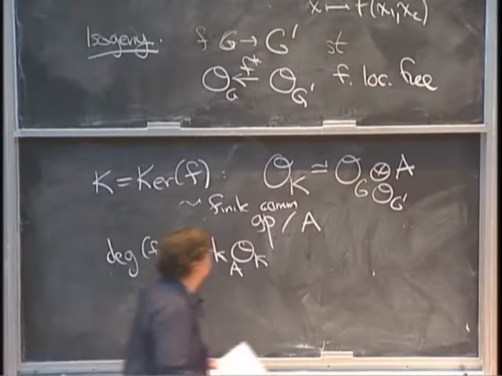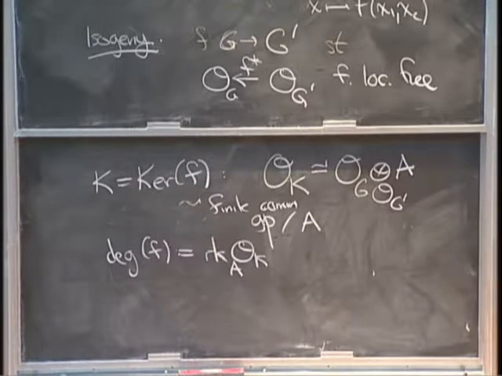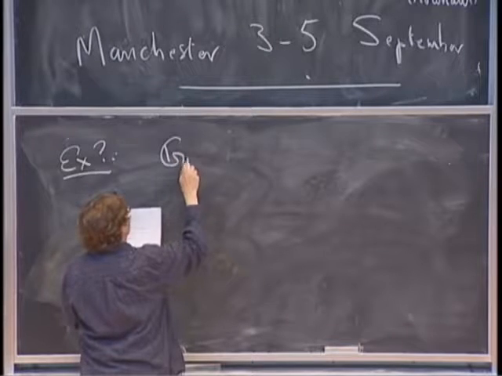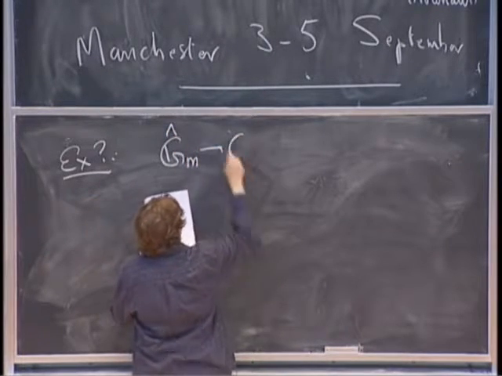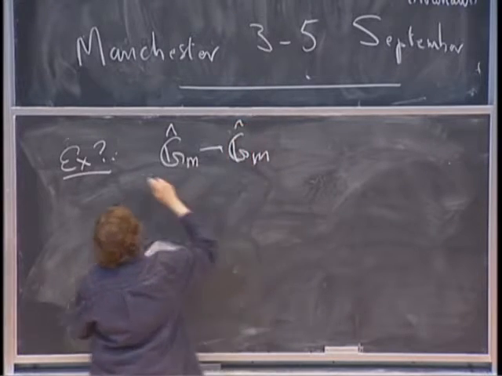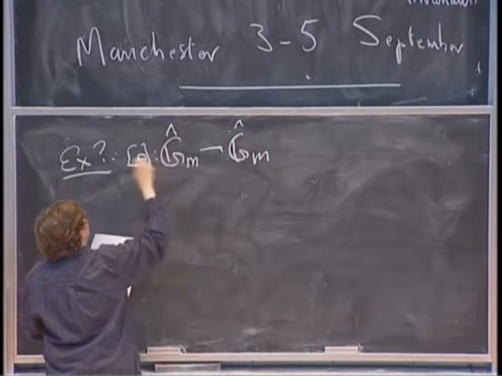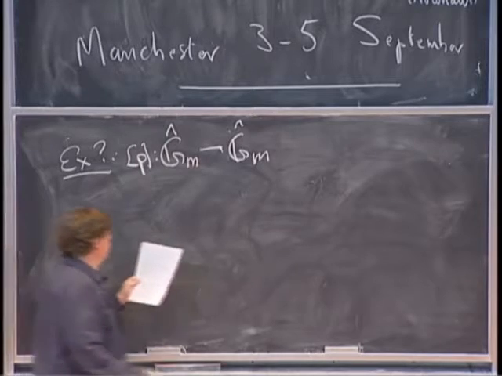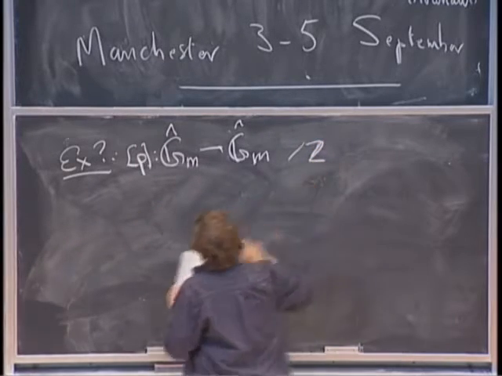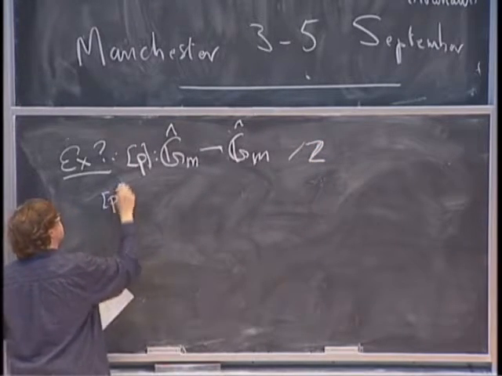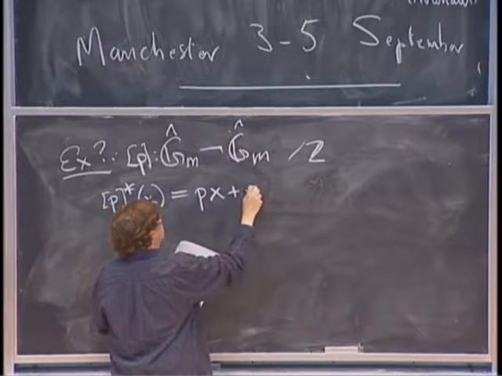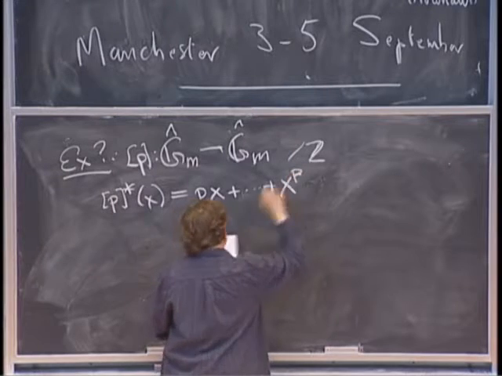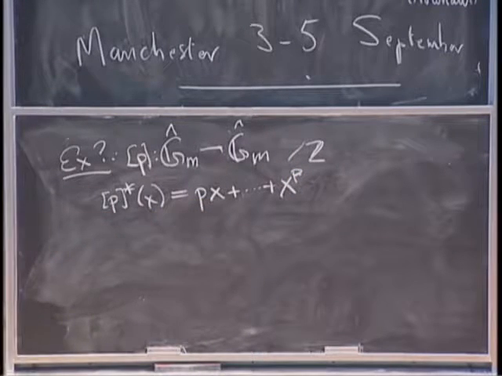So here's a non-example. Let's take the simplest example of a homomorphism we can think of. I'll take the multiplicative group. The formal multiplicative group is defined over Z. And let's take the p-series. This is all over Z. So in a coordinate, you know what this is. You pull back your coordinate. It's something like px plus blah, blah, blah plus x to the p. Well, that's not an isogeny.